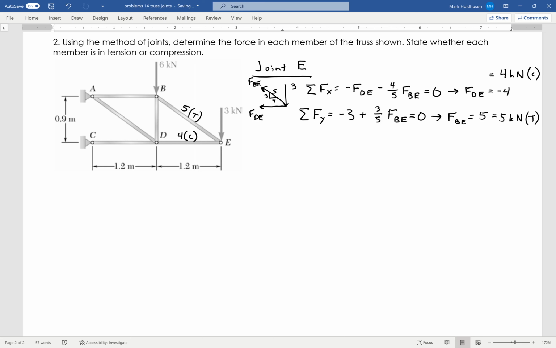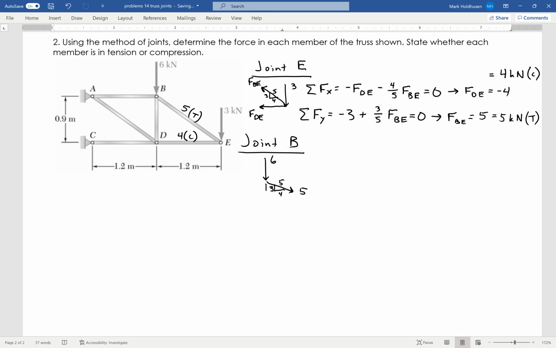Looks like joint B is really the only place I can go. It's got two unknowns there. D would have three unknowns. So I'm going to have to go to joint B. And you want to start with your known. So I've got that 6 kilonewtons acting straight down just like that. Don't want to forget those external forces. And then I've got my 5 in tension, which is right here. And again, that is a 3, 4, 5 triangle like so.